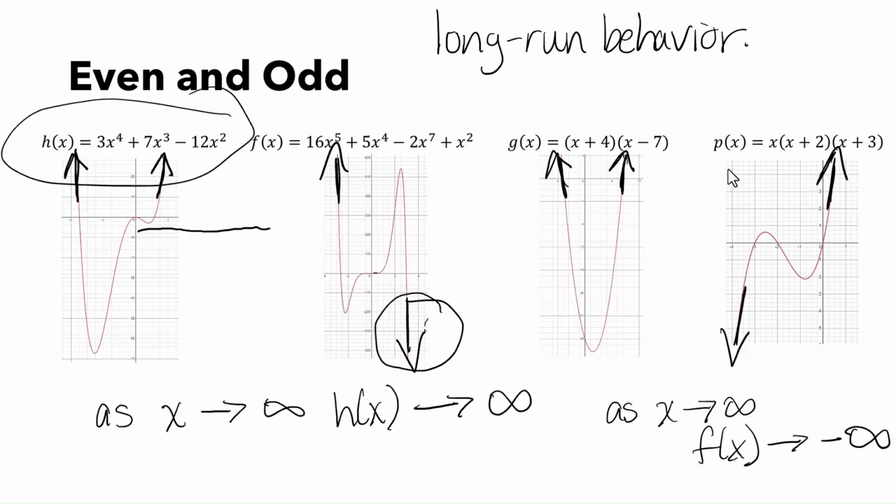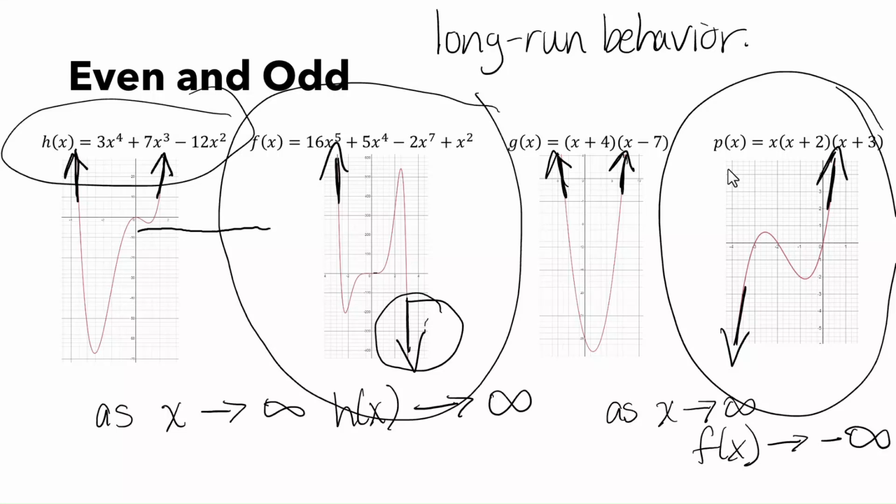So even and odd tell you what's happening on the ends of the graph. Even functions, the ends of the graph are going in the same direction. Odd functions, they're going in opposite directions. But what about, look at this one. These are both odd functions, but they're looking different there. Let's look at better graphs here.